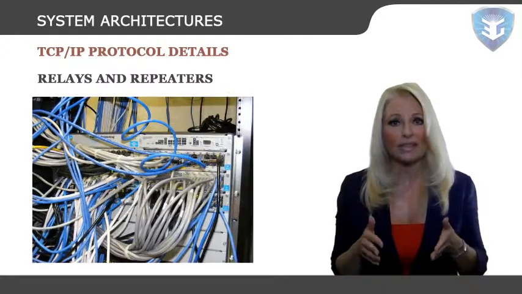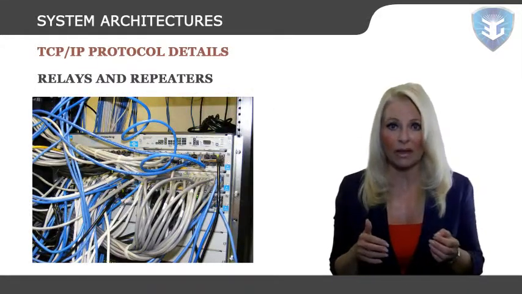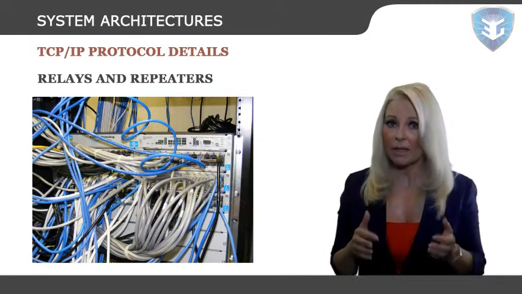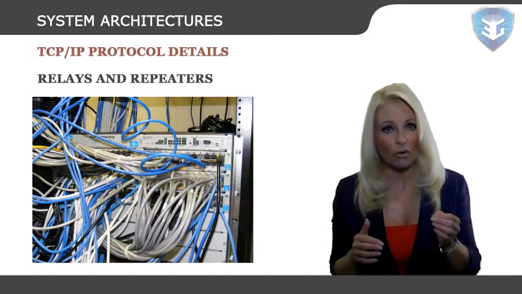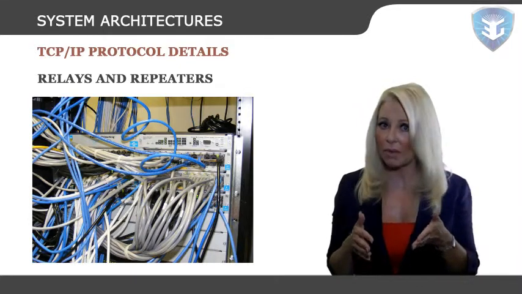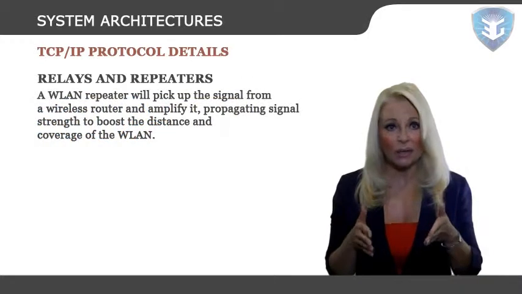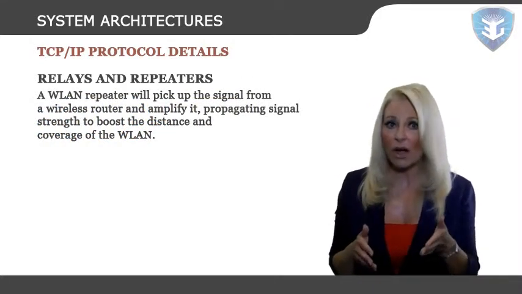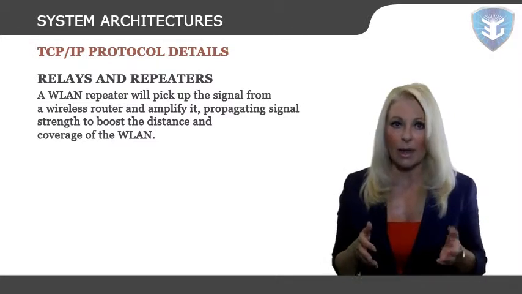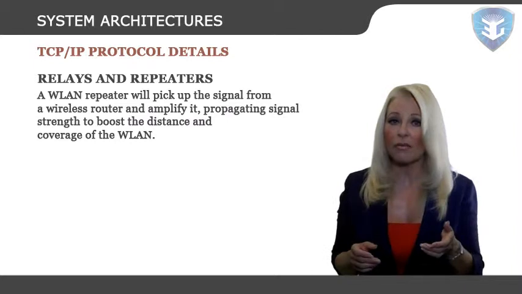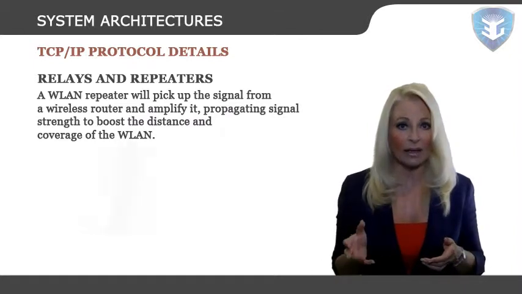The rule forces that in a single collision domain there should not be more than 5 segments, 4 repeaters, between any two hosts in the network, and only 3 of the segments can be populated. A WLAN repeater will pick up the signal from a wireless router and amplify it, propagating signal strength to boost the distance and coverage of the WLAN.